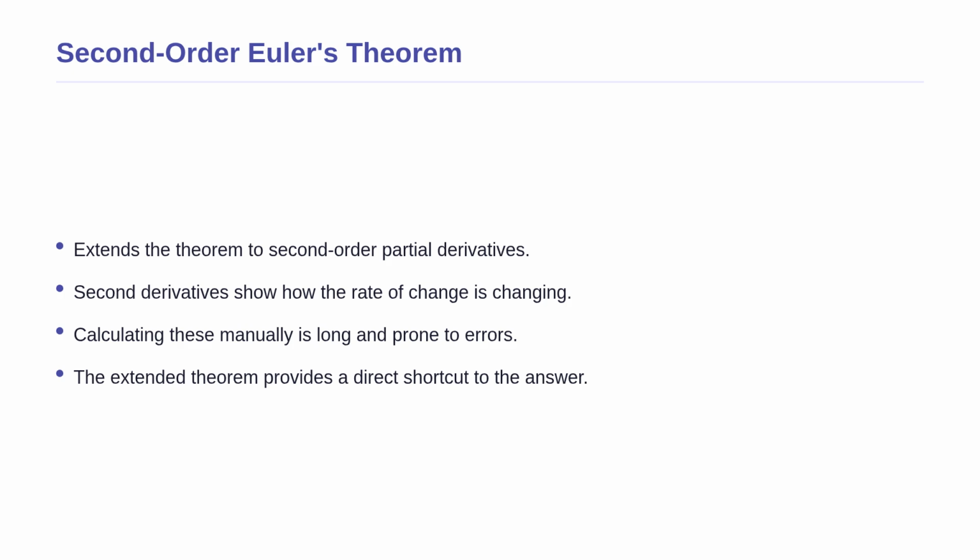Why is this useful? Because calculating second-order partial derivatives manually for complex functions is notoriously long and highly prone to algebraic mistakes. The extended theorem gives us a direct shortcut to the final answer, bypassing the tedious calculus entirely.